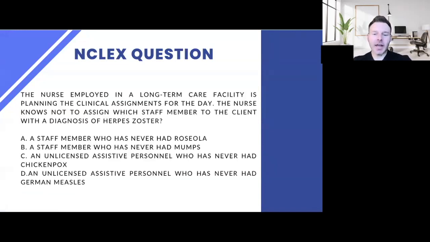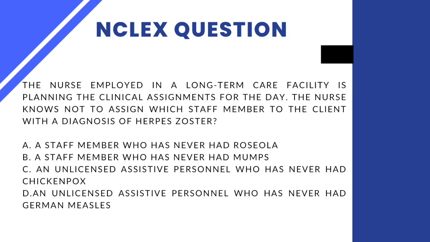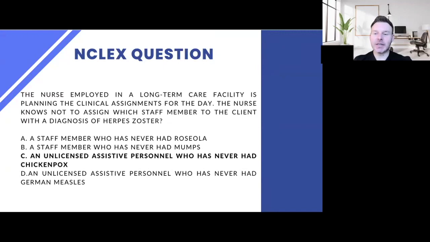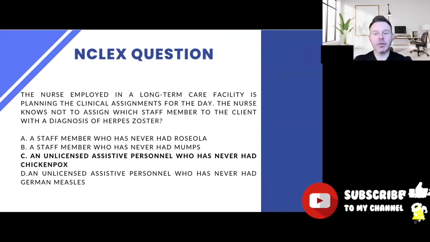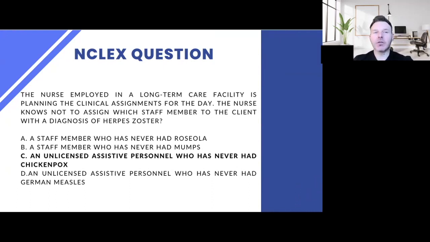All right. Next, we have the nurse employed in a long-term care facility planning the clinical assignments for the day. The nurse knows not to assign which staff member to the client with a diagnosis of herpes zoster. The correct answer is C. If you picked that one, that is correct. An unlicensed personnel who has never had chickenpox. So remember, herpes zoster is the varicella zoster virus, chickenpox, that actually gets reactivated in one's body. And so those people who've never had chickenpox are going to be at the greatest risk of getting it.